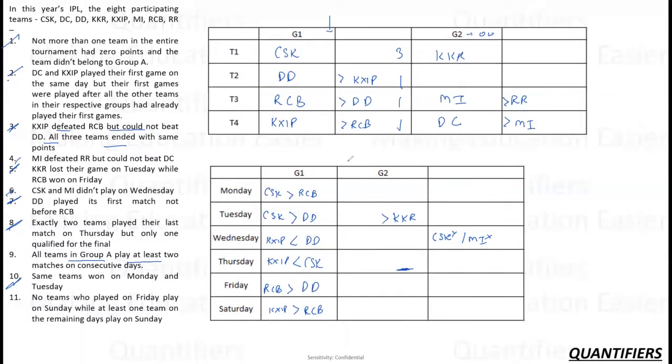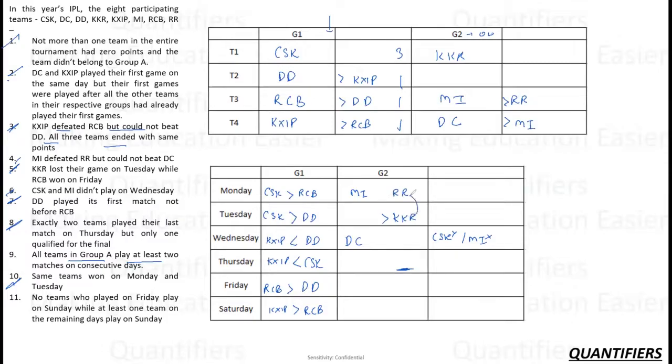Okay. Now, when it comes to here, I know that DC and Kings 11 played their last match on the same day. So DC must be playing here. Now, DC is playing here. Two teams are winning the same matches over here. KKR has lost. MI has defeated RR, which means RR cannot be the team winning here, which means MI must be here and MI must have defeated RR. Right, because the only option left here is MI and RR.